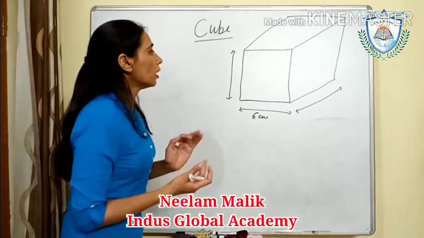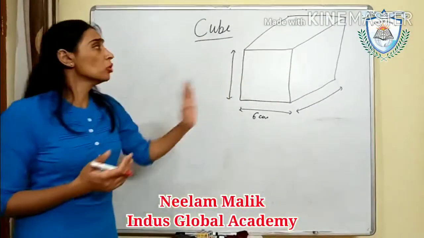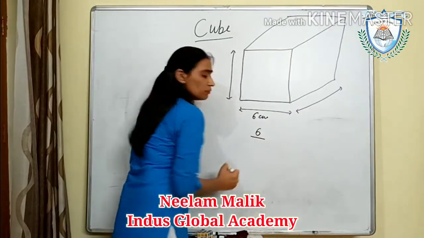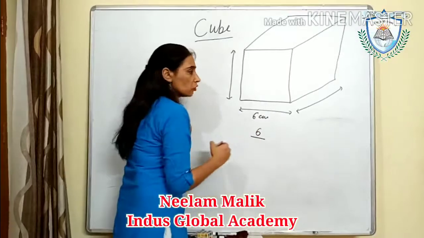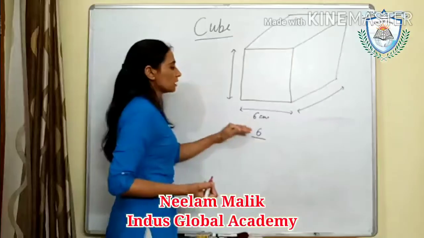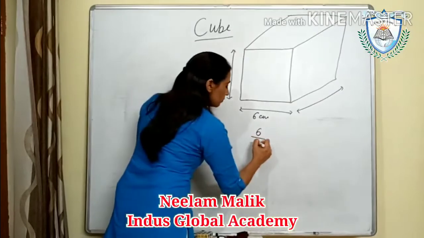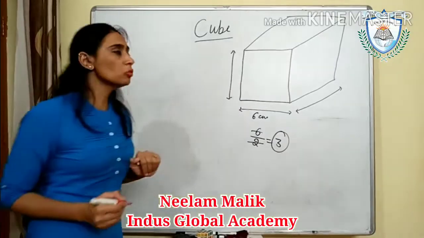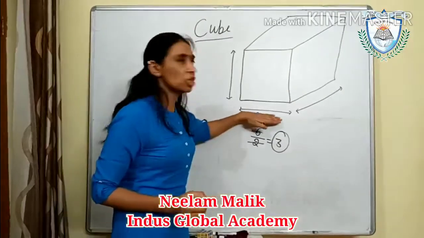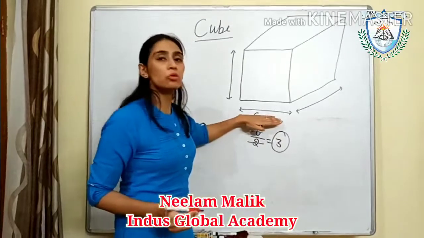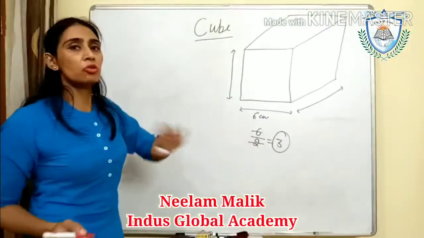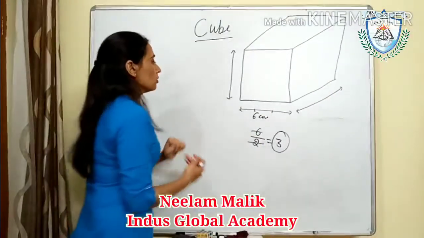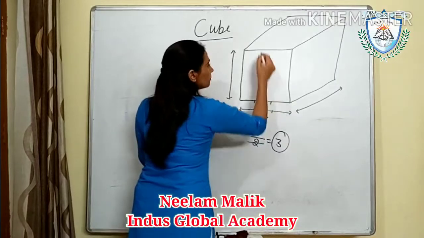So how will we decide how many cuts we have to put here? The side of the big cube will be divided by the side of the small cube. So here it will be 3, means from this length we have to make 3 cubes. 3 cubes means we have to put 2 cuts only, like this. So let's put the cuts here.